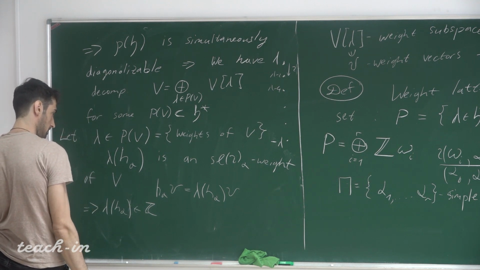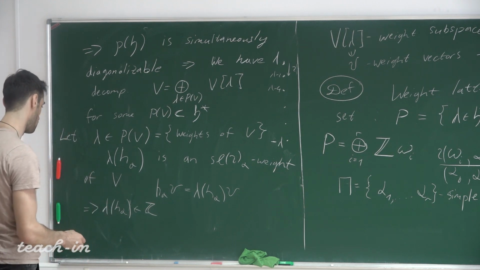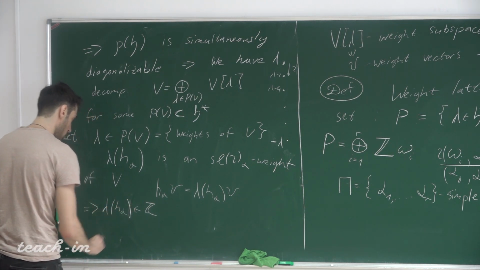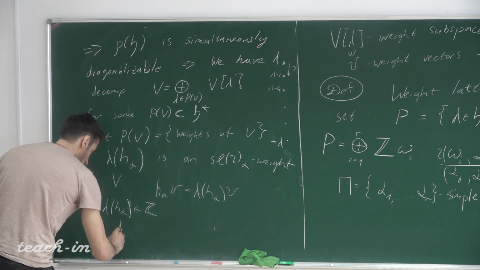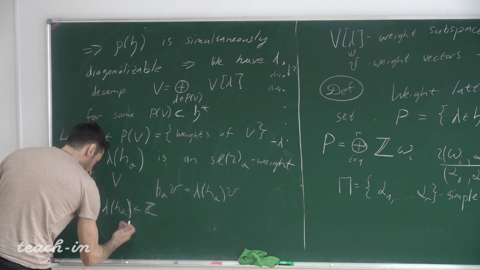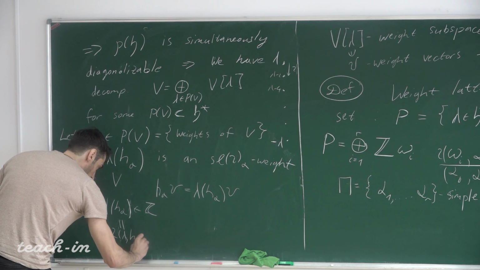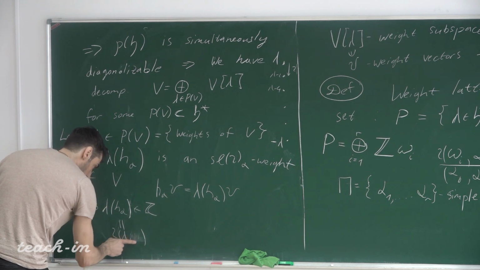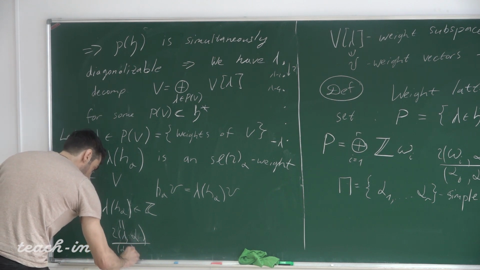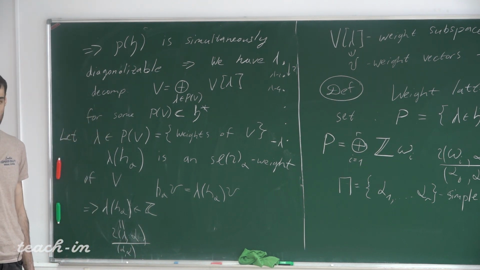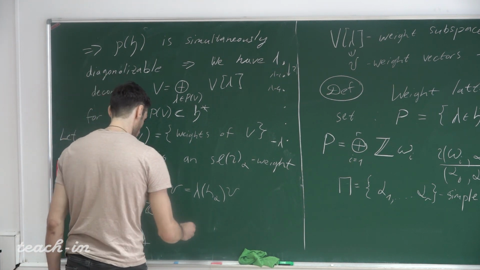But then what is this? By definition, this is exactly lambda. So I claim that this is exactly lambda h alpha, lambda alpha, sorry, divided by alpha alpha. Why is that?